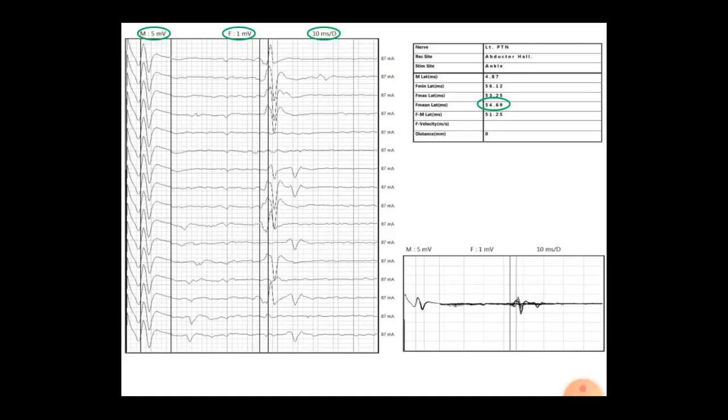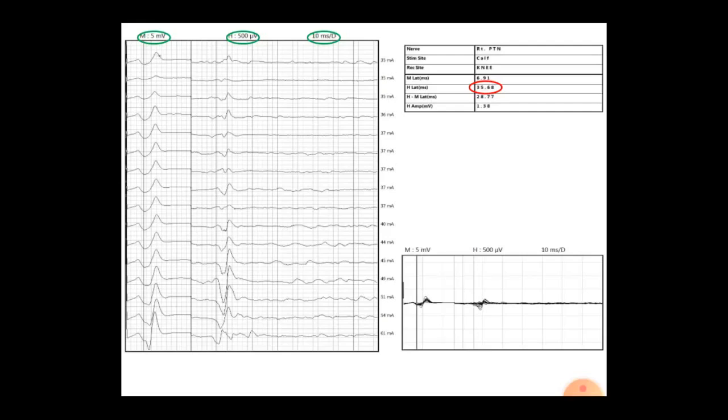So here this is for posterior tibial nerve, so definitely it is lower limb. So for lower limb, maximum value of F-wave latency should be 60 millisecond. So here it is 54.69 millisecond, so definitely it is lesser than 60 millisecond. So here it is normal.